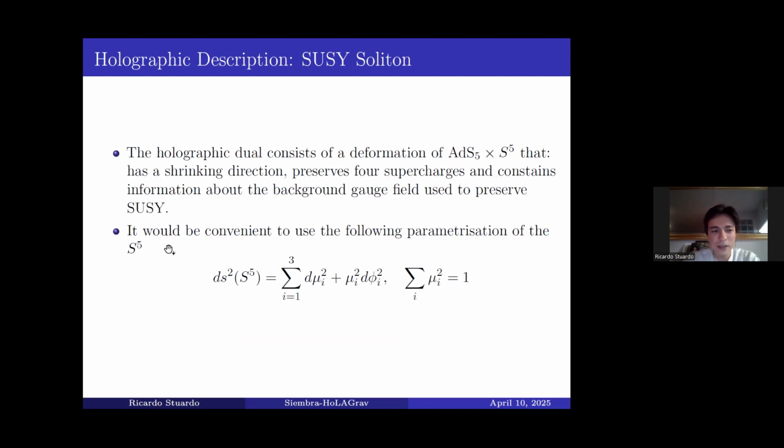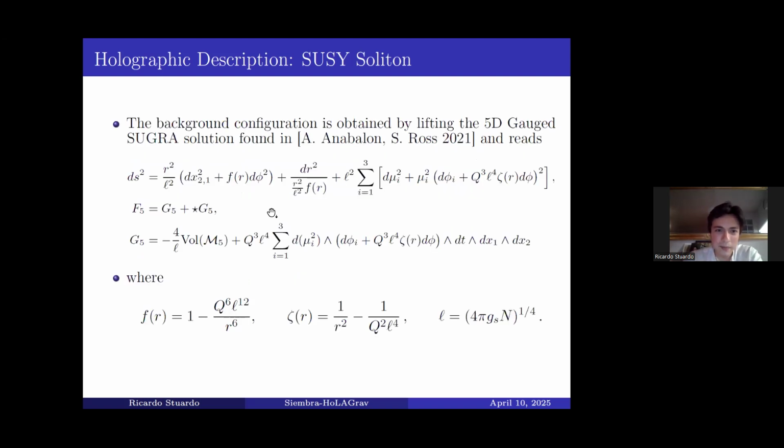And for what we're going to do next, it's convenient to use the following parameterization of the 5-sphere, which is given by this. This parameterization makes manifest the 3 independent U(1) subgroups of the SO(6) symmetry, which is the same symmetries that we were interested in in the field theory. So this background is obtained by lifting a solution that was found by Andres Anabalon and Simon Ross a couple of years ago. And it looks like this. So you can say, "Ricardo, this part here looks exactly the same as the thing you showed before and broke SUSY." I'll say, yes, it looks exactly the same up to two things.